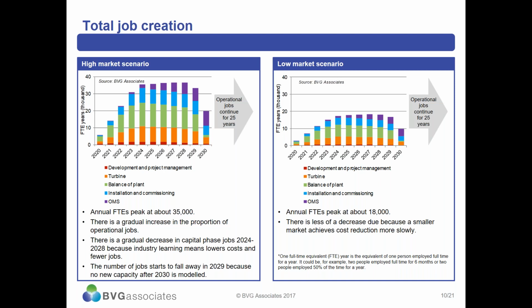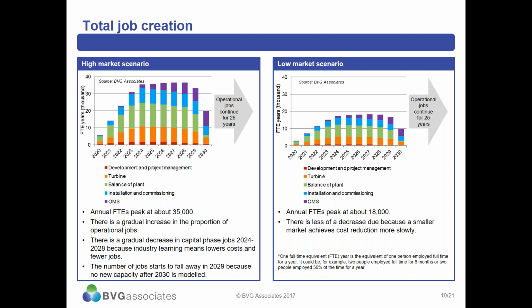Obviously in the low market scenario on the right hand side, the jobs are around about half. Just the key point here is that you get less of a decrease in the jobs from learning, and that's obviously because in a smaller market you get slower learning, and so you get a lower fall away in jobs simply because you haven't got that same level of investment. You don't get the same kind of learning rates, so it's a flatter pattern there.